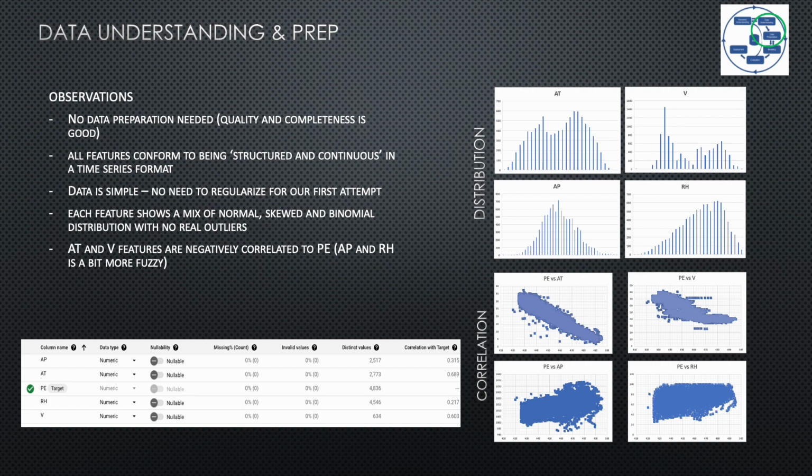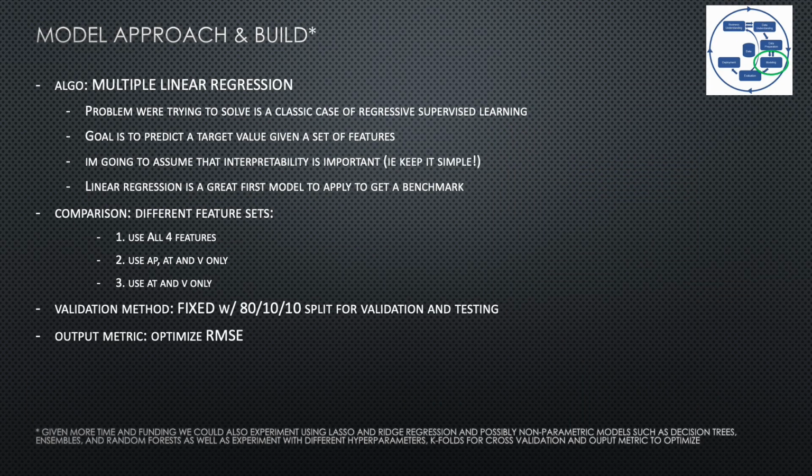And we're looking at distributions here. We've got a mix of normal, skewed and binomial distributions, but there's no real outliers that I can see. And in terms of correlation to our target, temperature and vacuum seem to follow a kind of negatively correlated pattern to output, and pressure and humidity a little bit more fuzzy, maybe pressure showing a slight positive correlation there.